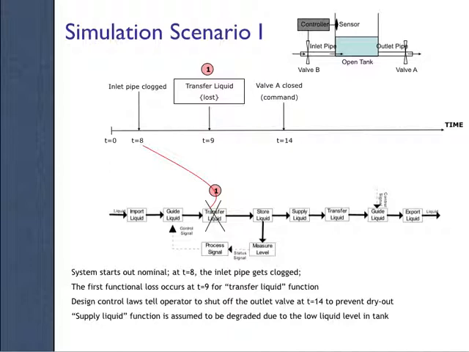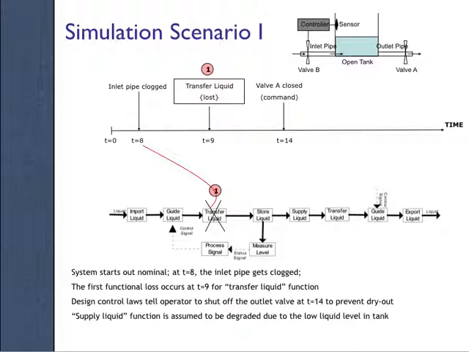As we progress through time, we can look along this timeline on the top. We can see that at a time value of 8 the pipe is clogged, and at 9 the transfer liquid fails. There is a design control law, essentially a procedure, that says if there's a failure in the valve or the pipe, then the outlet valve should also be closed, and this is to prevent drying out. That's been inserted, and it happens at a time value of 14.